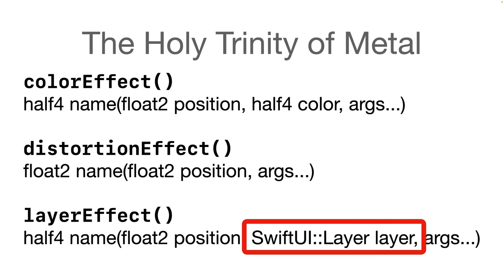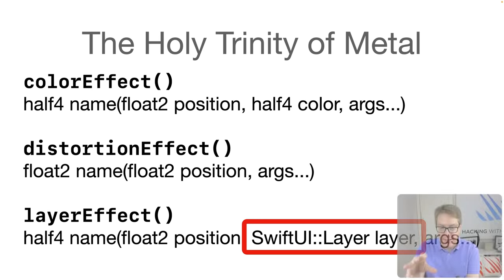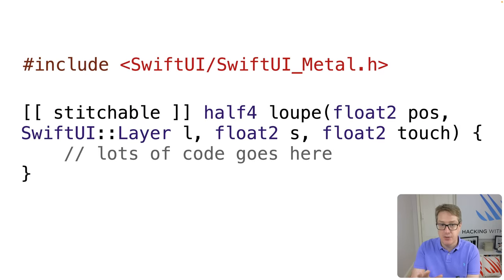Give me the SwiftUI layer to work with. And so we can sample values, we can read values from there anywhere in the picture to say, okay, read this, read this, read this, to move things around as much as we want to. It's very, very powerful. And to do this, you've got to add a new include, #include <SwiftUI/SwiftUI_Metal.h>. Bring that include file in to get access to the SwiftUI layer.